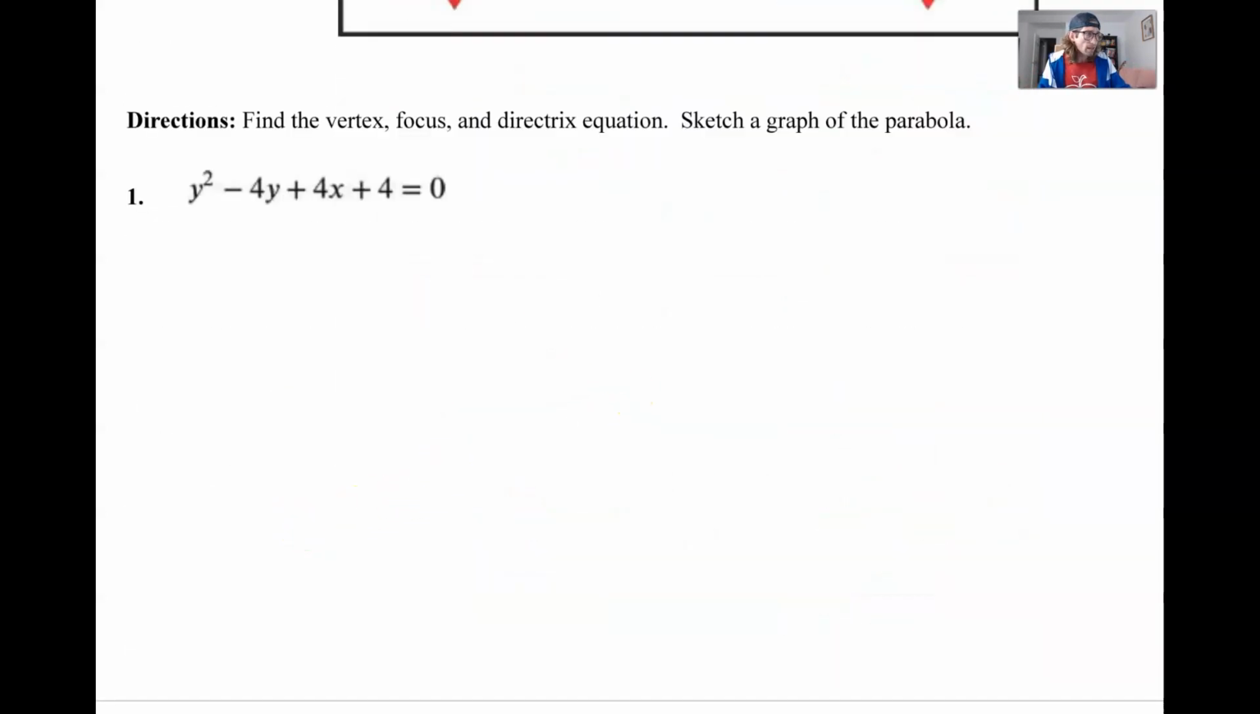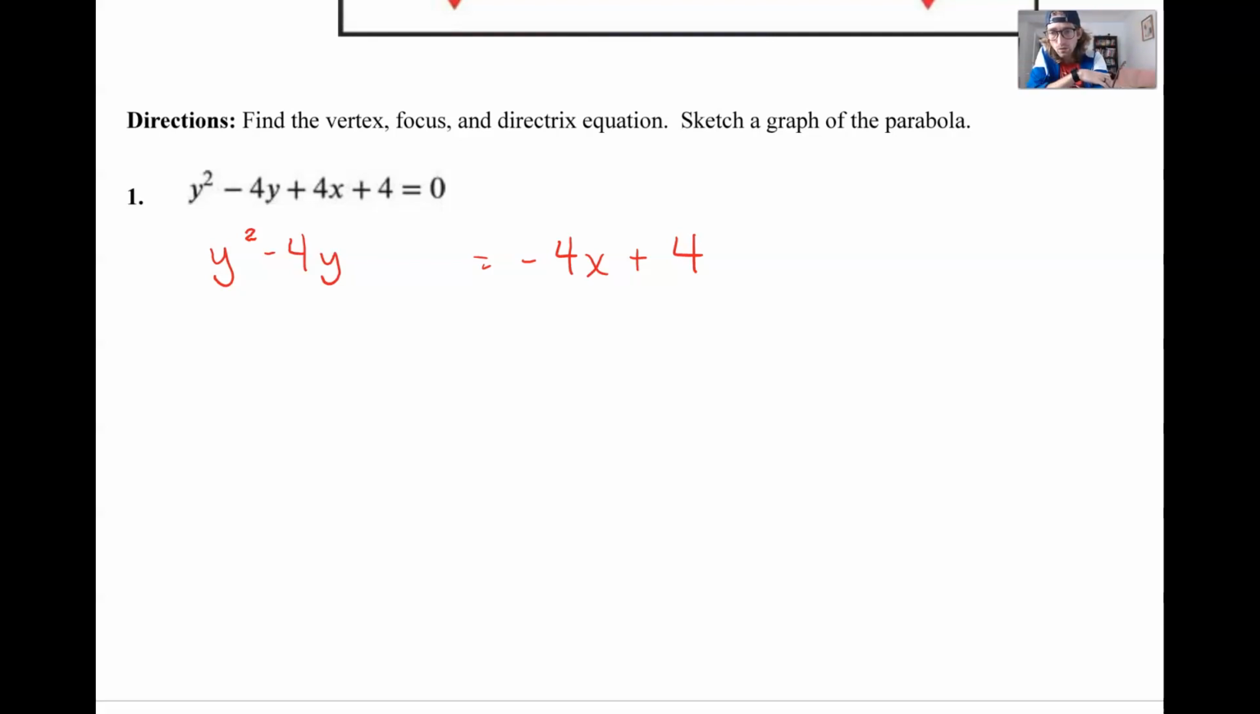So for number one, we're going to take the 4x and the 4 and move it to the other side. So y squared minus 4y equals negative 4x minus 4. I'm going to group the y's on one side, moving everything to the other side, keeping the y's on the left because we have that y squared. So completing the square is necessary here, because completing the square is going to allow us to find the vertex nice and easy.